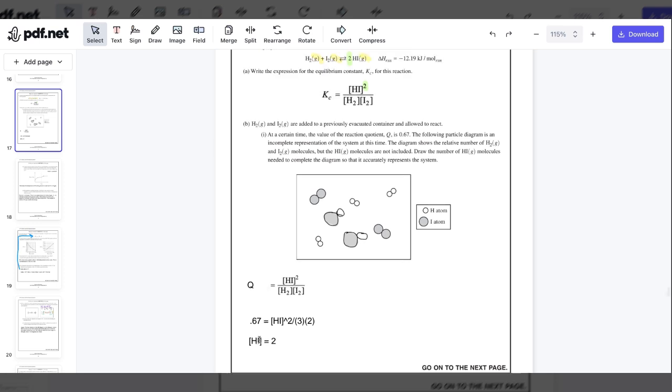So I plugged in 0.67 for Q, and then we're trying to solve for HI, so we leave that alone. And then for the H2 molecules, we have 3: 1, 2, 3. So I plugged in 3 for that. And then I plugged in 2 for the I2 molecules because you have 1 and 2. So when you solve, doing some quick math, that is approximately 2, and that's why I drew in 2 HI molecules.